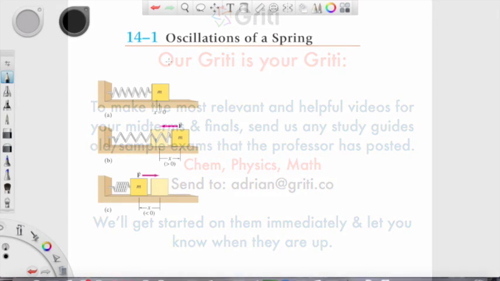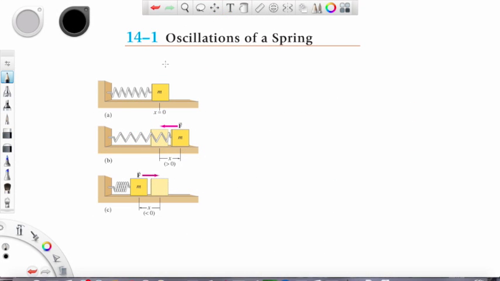Welcome to chapter 14. This chapter deals mainly with oscillatory motion, and the best way to start tackling this topic is to look at spring mass systems that is shown here. So we have a mass M attached to a spring that is attached to a wall. In this first picture, the spring is uncompressed and also unstretched. So the mass is sitting at a place called equilibrium position.